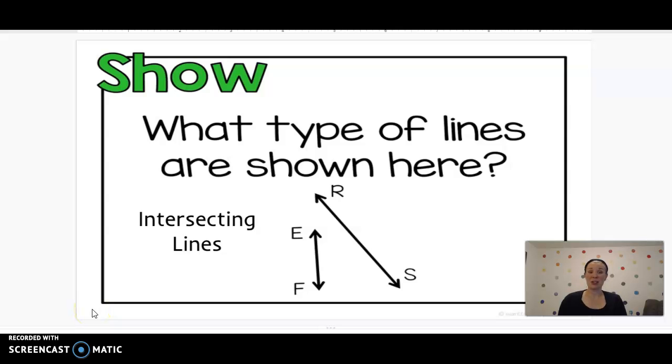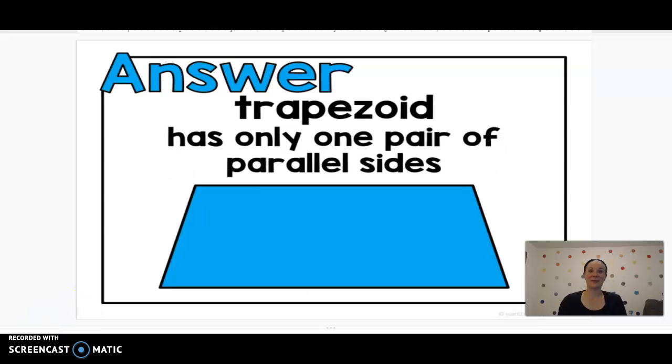What types of lines are shown here? These are intersecting lines. They haven't intersected yet, but do you see how if they kept on moving, they would intersect, they would meet, okay? Parallel lines never meet. Intersecting lines do. So let's look at a shape that has both intersecting lines and parallel lines.